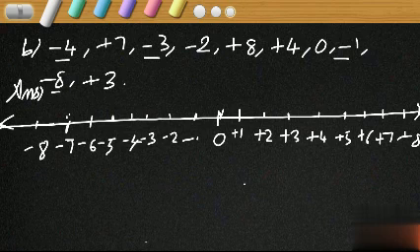Then what do we have to start with? What is the next step for arranging the given numbers in ascending and descending order? The next step is to mark these numbers one by one on the number line.